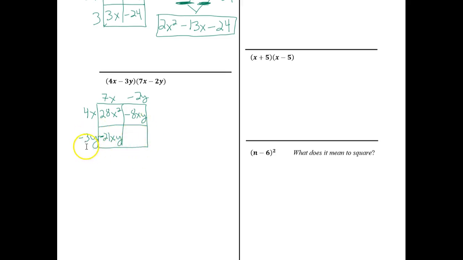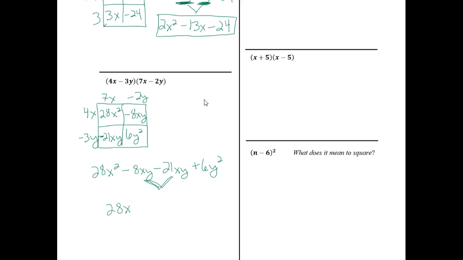In this last box here, I have negative 3y and a negative 2y. So two negatives make a positive 6. Y times y is y squared. Again, I'm going to look at what I have left. So 28x squared in the first box, negative 8xy in the next box, negative 21xy, and then a positive 6y squared.